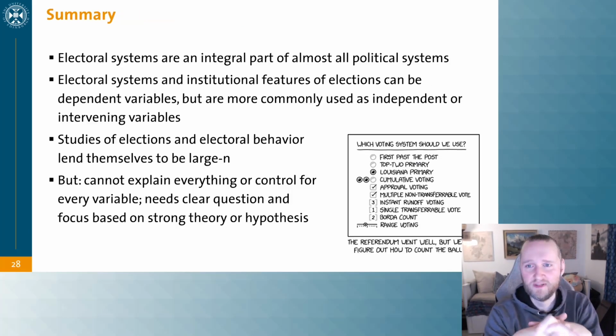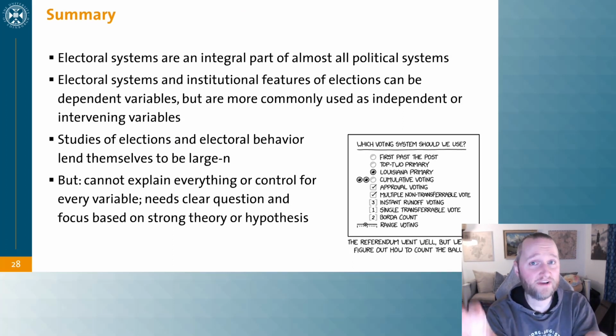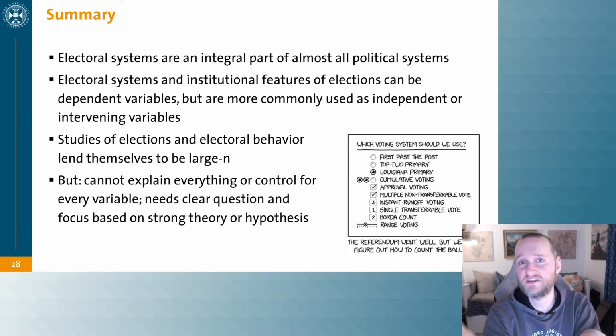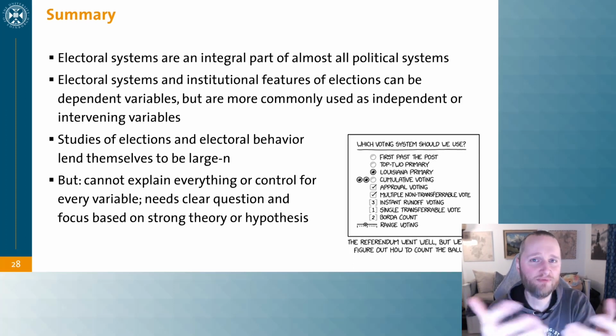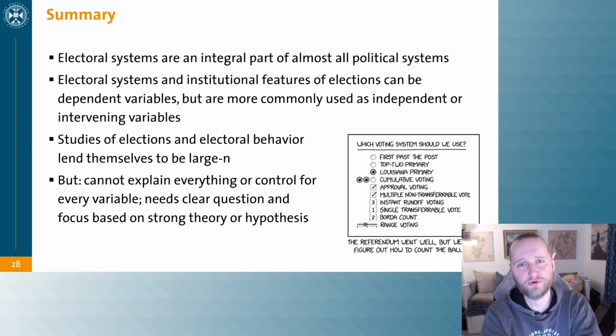Now, in summary, electoral systems are an integral part of any political system. If you look at any political system around the world, you have to consider the electoral system in terms of the outcomes that it produces. They can also be dependent variables, of course, and we can look at the history and how we ended up with that specific system, but the majority of times, these electoral systems are used as independent or intervening variables. It lends itself quite well to large N studies because we have a lot of information about electoral systems over a long period of time.